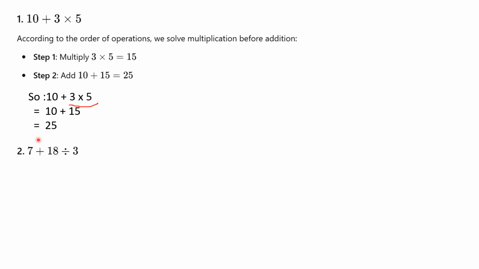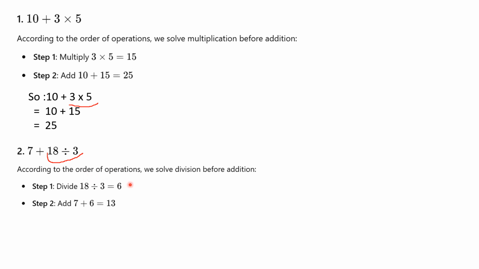The second one, 7 plus 18 divided by 3. Similarly, I have to start with division. Then I add. So according to the order of operations, first you have to divide, then you add. So this one, I write it in this way. Pay attention. Divide first. Keep the 7 in its place. 18 divided by 3 is 6. So 7 plus 6, which will give me 13.